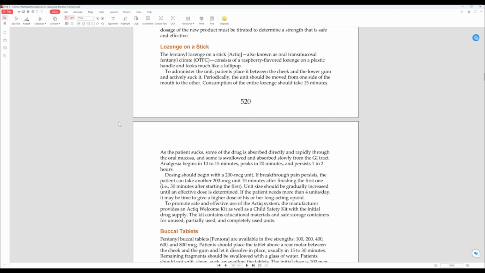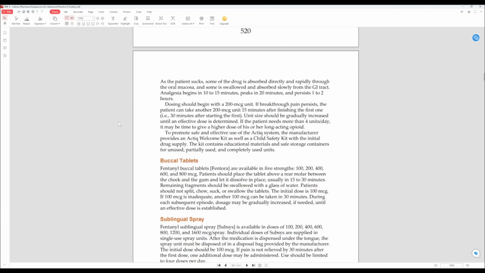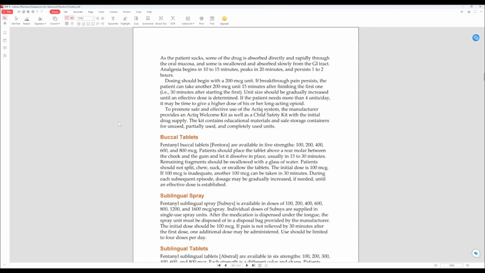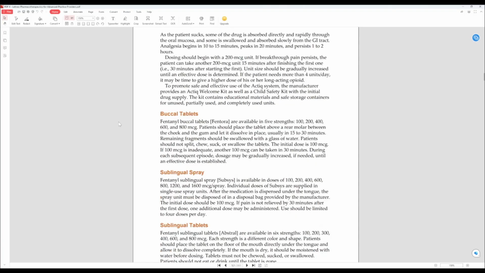The consumption of the entire lozenge takes about 15 minutes. As the patient sucks, some of the drug is absorbed directly and rapidly through the oral mucosa, and some is swallowed and absorbed slowly through the GI tract. Analgesia usually begins in 10 to 15 minutes, peaks in about 20 minutes, and persists for about 1 to 2 hours. Dosing should begin with a 200 microgram unit.